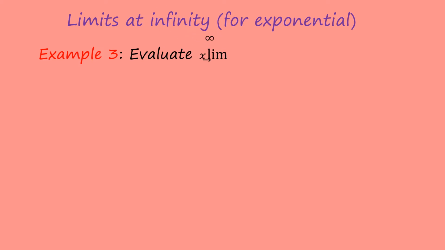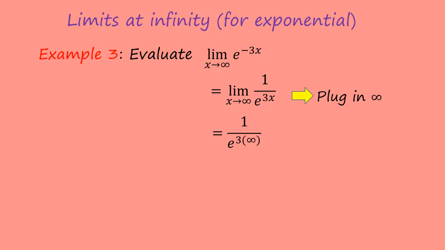Limits at infinity for exponential. Let's consider this example. We want to evaluate the limit as x tends to infinity of e to the minus 3x. We can write that as 1 over e to the 3x because the negative in the index form can be written as this. Now the next step for us is to plug in the infinity into the function, and if we do so, we have 1 over e to the 3 multiplied by infinity.